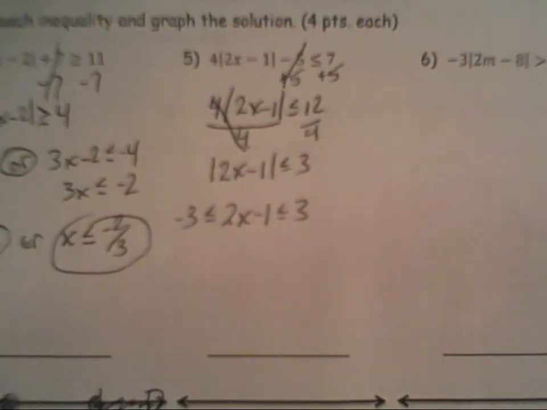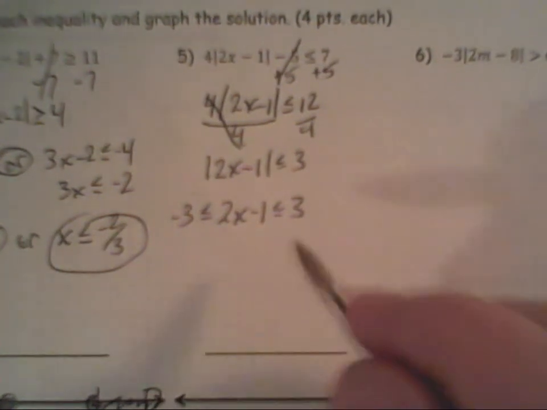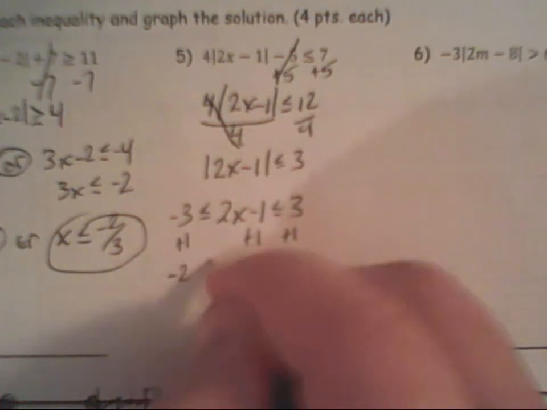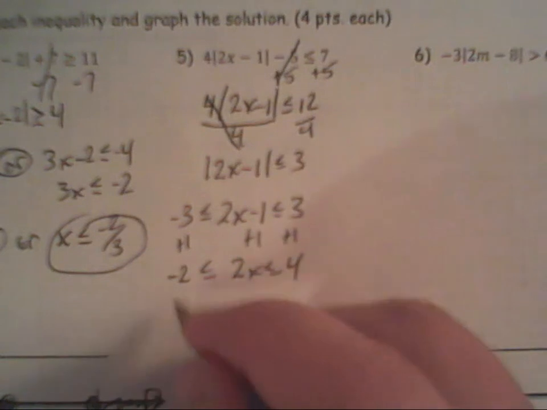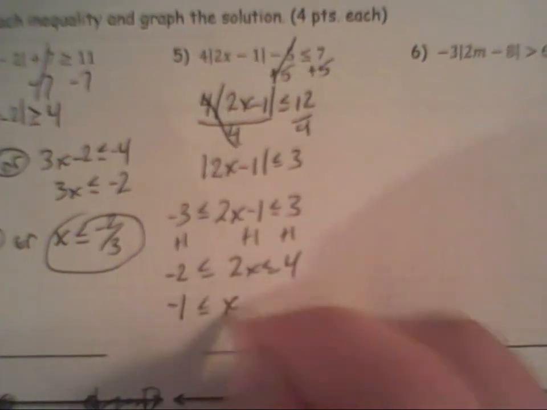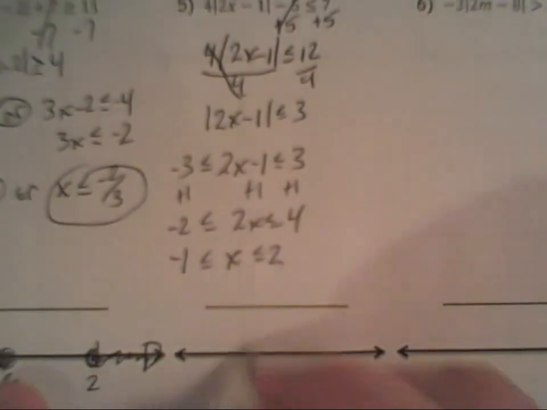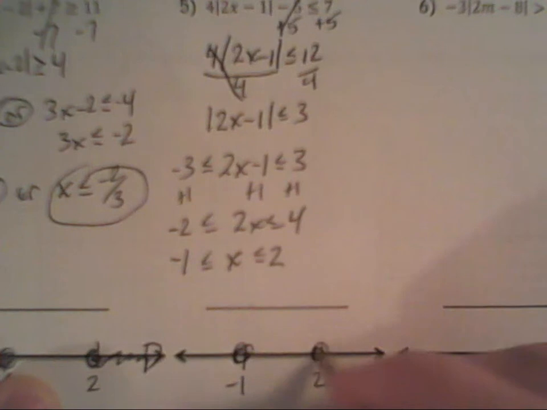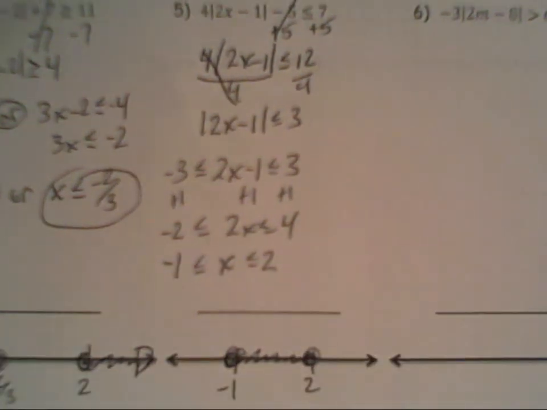So it's a compound inequality with an and, which I can write as a 3-sided inequality. So then I'm going to add 1 to all 3 sides. So I'd have -2 is less than or equal to 2x, which is less than or equal to 4. And if I divide by 2, I'd have -1 is less than or equal to x, which is less than or equal to 2. And graphing this, I'd have points at -1 and 2, closed circles at both of them. And I'm going to shade everything in between them because it is less than 2 and greater than -1.